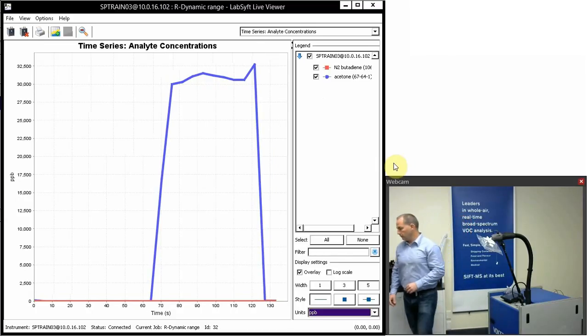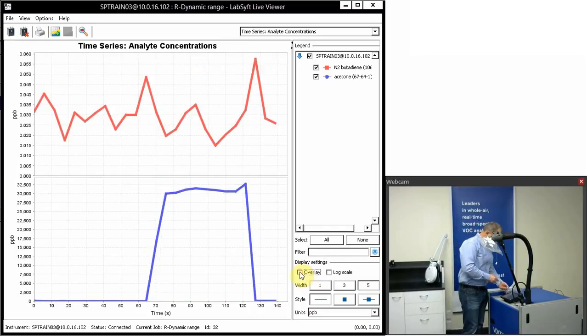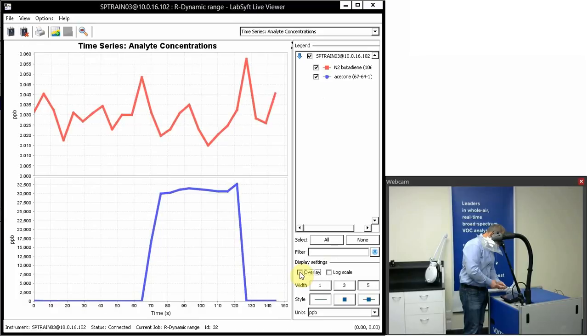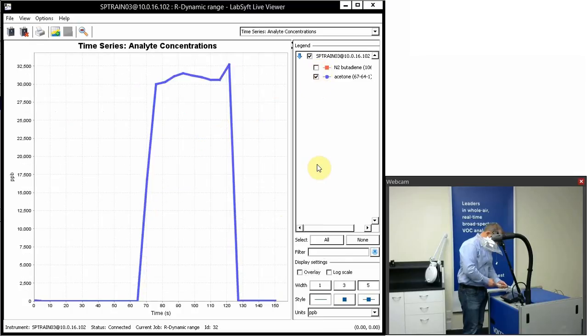Now, you see on the interface here there's this overlay checkbox. If I uncheck this, 1,3-butadiene and acetone are displayed in separate windows, and we can see that the concentration of 1,3-butadiene has not changed as a result of this vast increase in acetone.